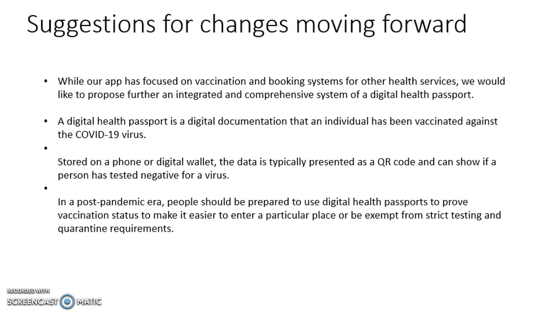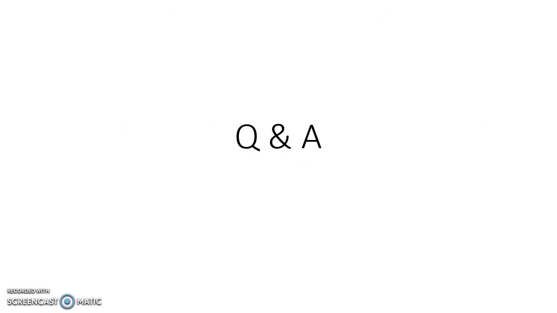Suggestions for changes. While our app has focused on vaccination and booking systems for other health services, we would like to propose further an integrated and comprehensive system of a digital health passport. A digital health passport is a digital documentation that an individual has been vaccinated against the COVID-19 virus. Stored on a phone or digital wallet, the data is typically represented as a QR code. It can show if a person has tested negative for a virus. In a post-pandemic era, people should be prepared to use digital health passports to prove vaccination status, to make it easier to enter a particular place or be exempt from strict testing and quarantine requirements.